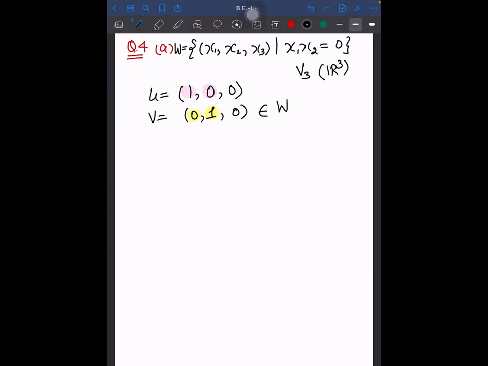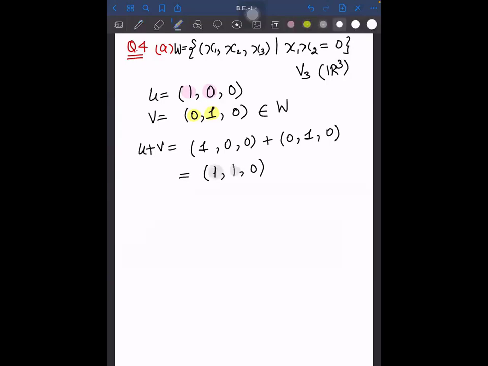Now it will be a subspace of R3 if the addition and the scalar multiplication also go to W, right? So now if you take U plus V, this will become 1, 0, 0 plus 0, 1, 0, so this will be 1, 1, 0. Now this time, if you take the product of these two, it is not going to be 0, right? So that means U plus V does not belong to W. Therefore, W is not a subspace of R3.